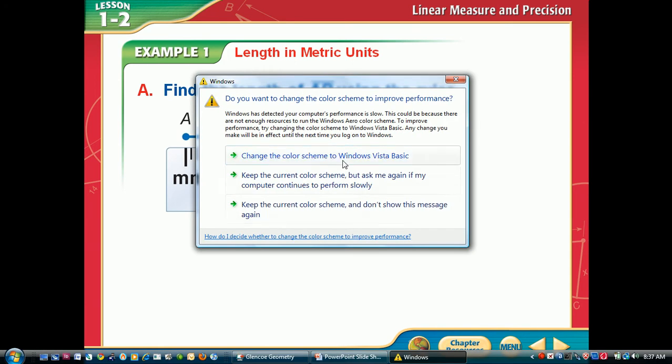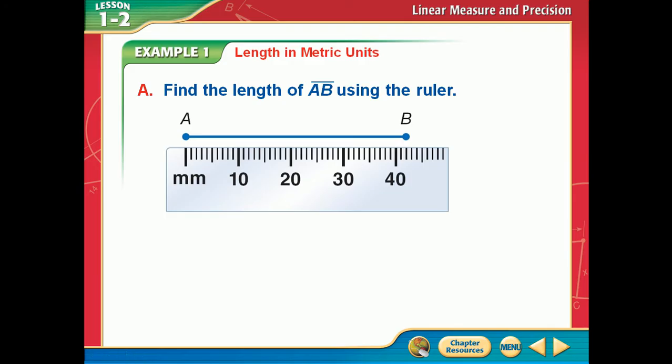Uh-oh, what's all that stuff? I'll change to that, I guess. And, oh, good. Everything's still there. So a line segment, it has a beginning and it has an end. It doesn't keep on going in all directions.